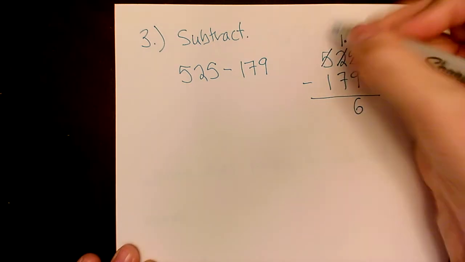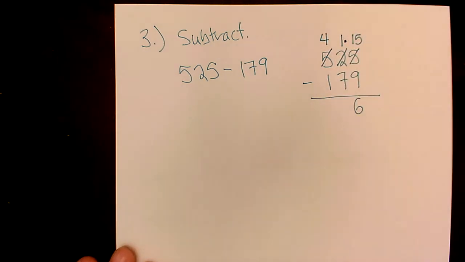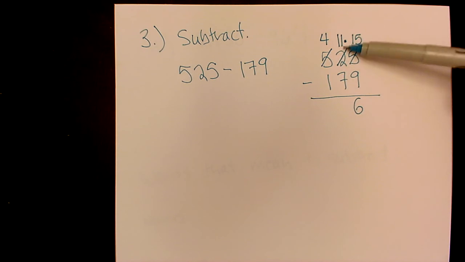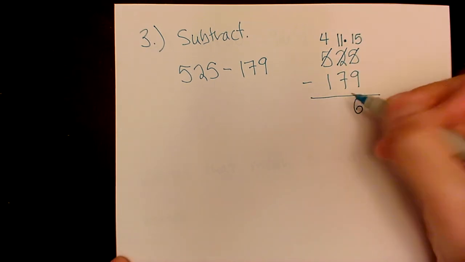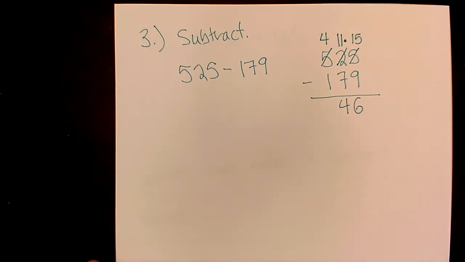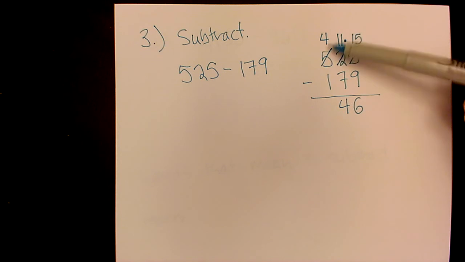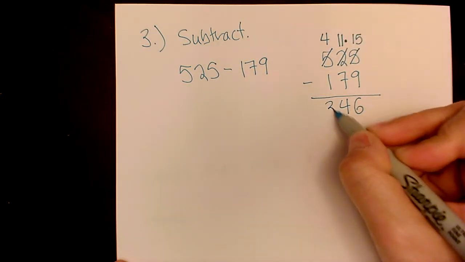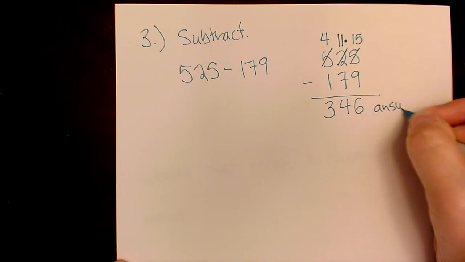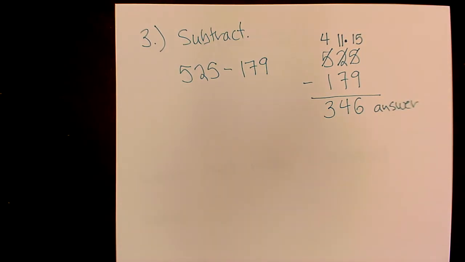So I need to borrow, and the 5 now becomes a 4, and that becomes an 11. I bumped it up. So now can I take 7 away from 11? I have enough. So 11 minus 7 is 4. And this 5 became a 4 because we borrowed here. We didn't have enough. So 4 minus 1 is 3. So I got 346.